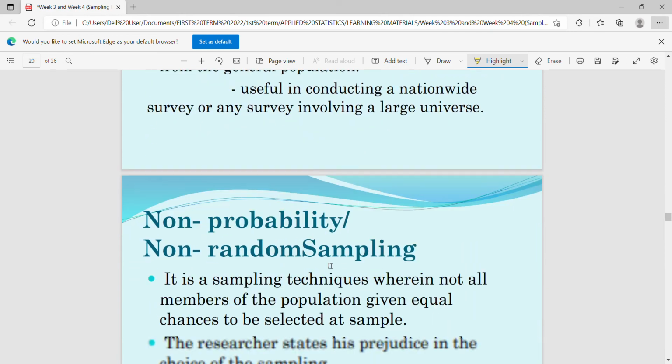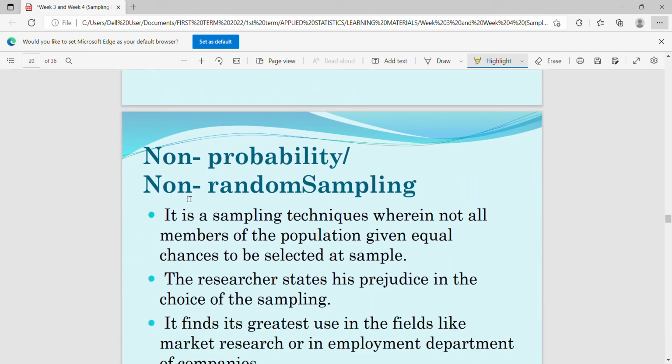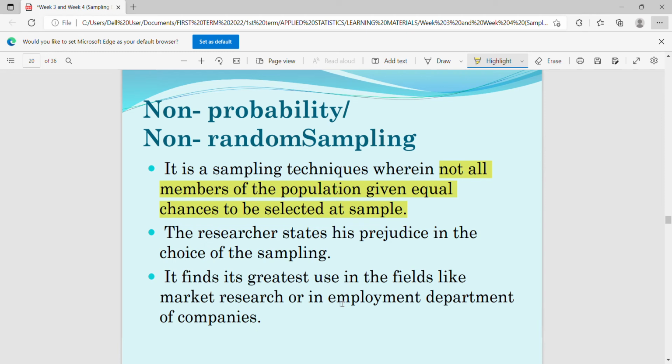And now we will proceed to the non-probability or non-random sampling. So, usa kay kalahian ni random and non-random. For non-random sampling, it is the sampling technique wherein not all members of the population are given equal chances to be selected. So this is the opposite of random sampling, because in non-random, not all members of the population are given equal chances to be selected.